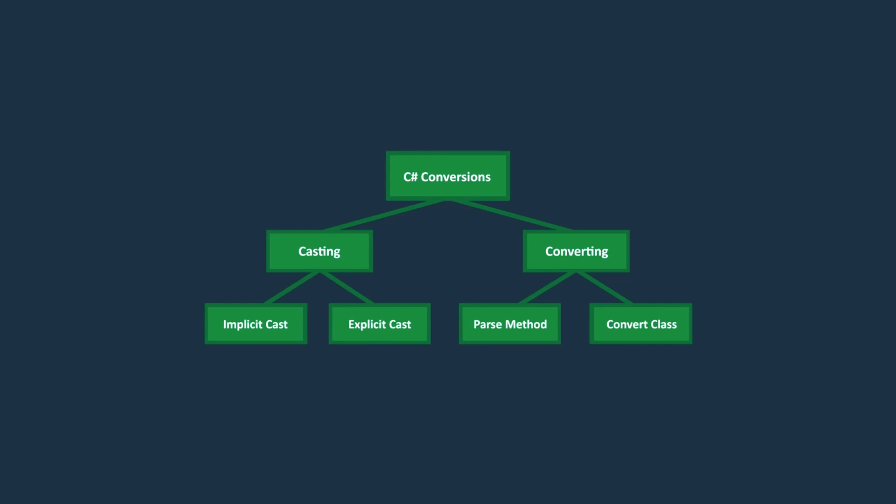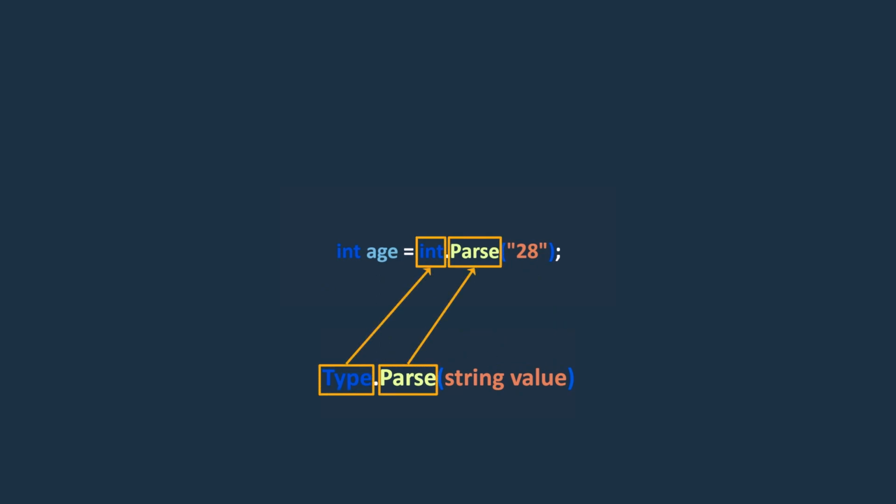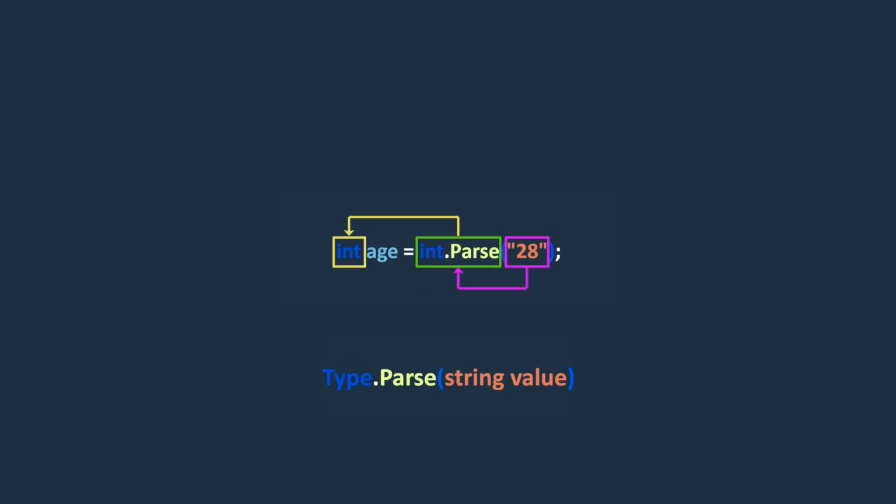Alright, first let's talk about the parse method. The parse method is a built-in method and typically takes a string as an input and returns the corresponding data type. And this is the general syntax for the parse method. In this syntax, type is the type you wanna parse the string to, such as int, byte, long. For example, for converting a string to an int, we use int.Parse method. In this example, the parse method basically changes the data type of this value from a string to an int.